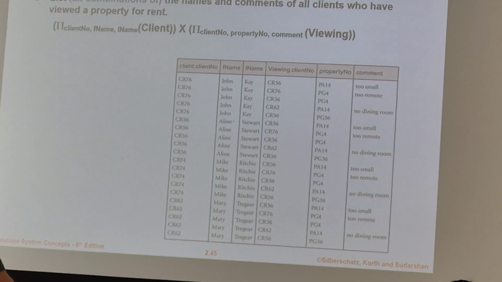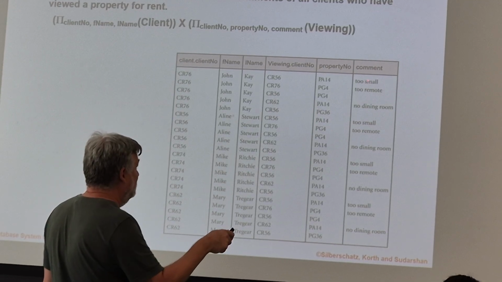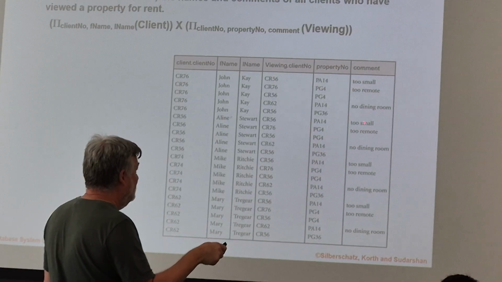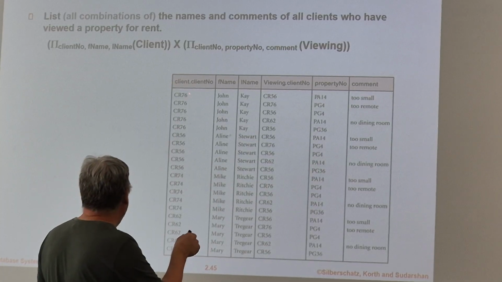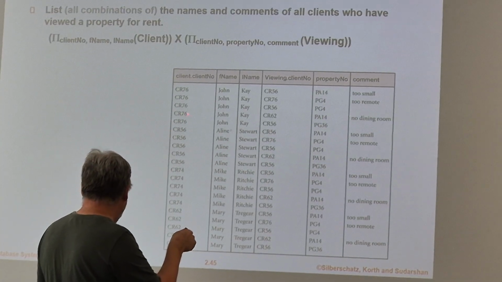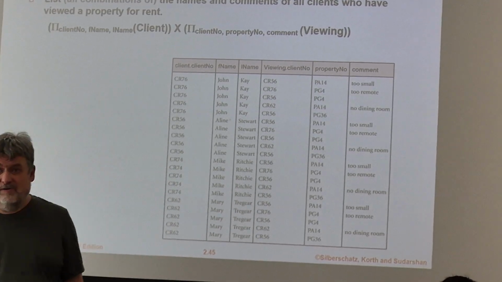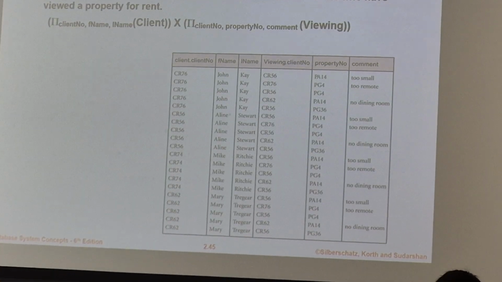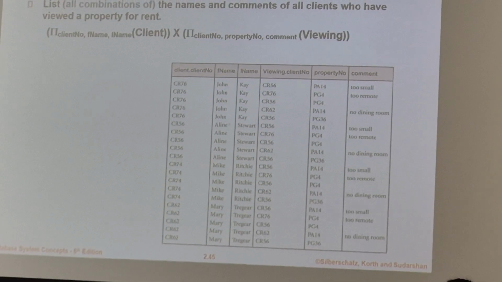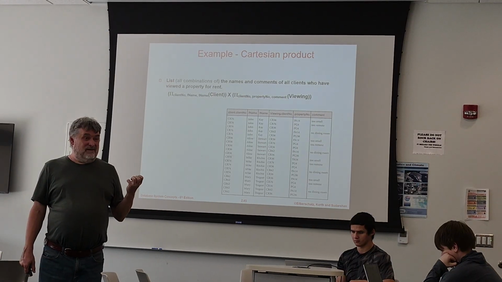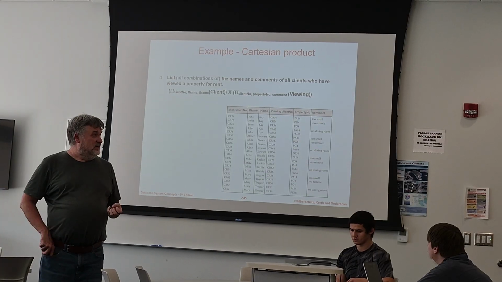Does that make sense to you guys? Again, we can tell that these are the same rows every time because they repeat every 5 rows: too small, too remote, blank, no dining room, blank. So these 5 rows are being joined with these 4 rows, which must mean that this is a table with 20 rows in it. That's a Cartesian product. Makes sense? You don't have to like it. It's not a very efficient operation, but it is going to help us get done what we need to get done eventually when we get around to joins.